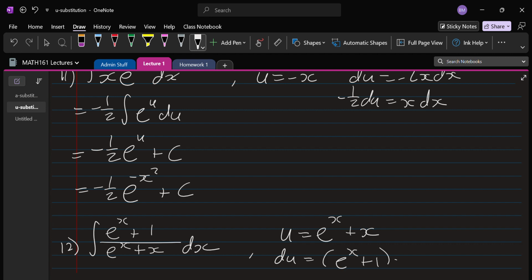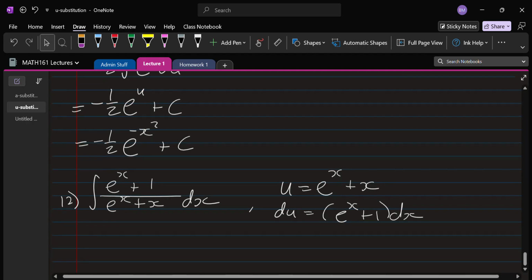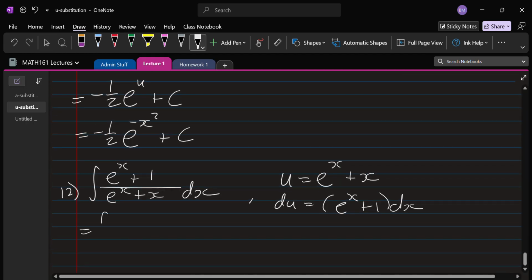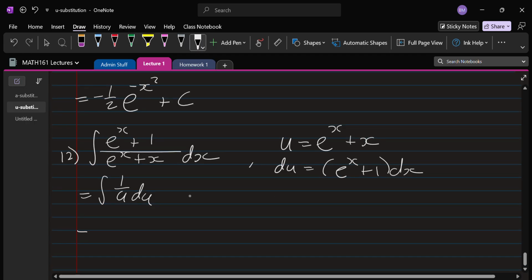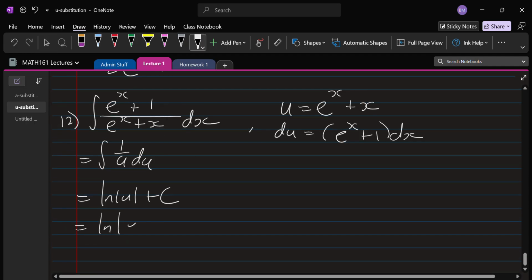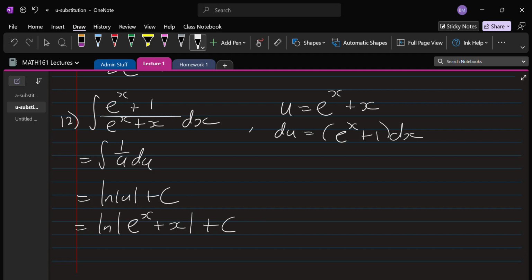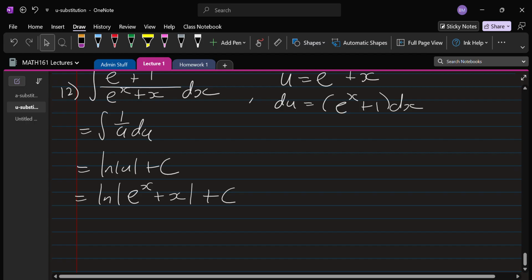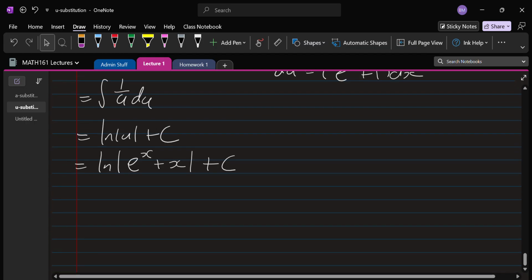So u is e to the x plus x. Du will be e to the x plus 1. That takes care of the top. So we just have 1 over u. Okay, but that's just the log. And then we can substitute back. Okay, easy stuff.